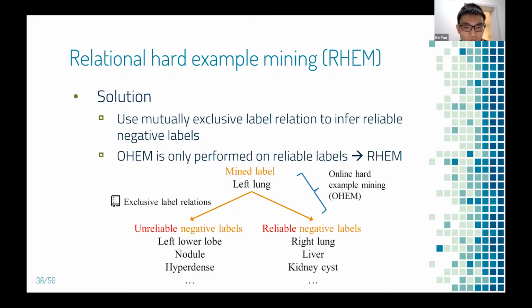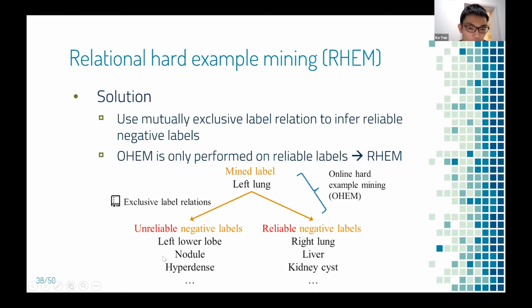So our idea is to use the mutually exclusive label relation to infer reliable negative labels. For example, in the report, we extracted the left lung as a label, and we want to train the network. We know that left lung is mutually exclusive to right lung, and if a lesion is in left lung, it must not be in right lung, and also not in liver, not in kidney, and so on. So these are reliable negative labels. We can give these labels to the network and then make the network learn these negative labels.